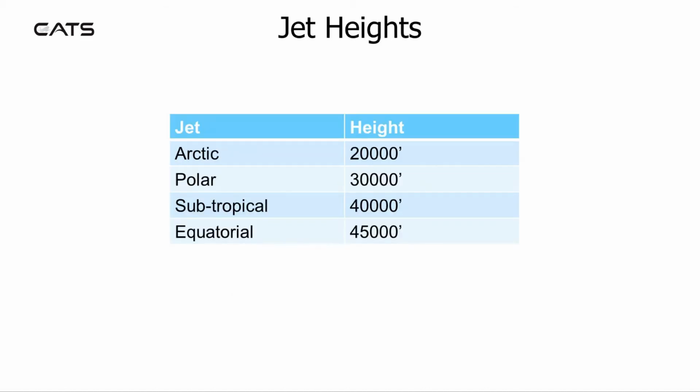The jet heights. The Arctic is approximately 20,000 feet, the polar 30,000 feet, the subtropical 40,000 feet, and the equatorial 45,000 feet.